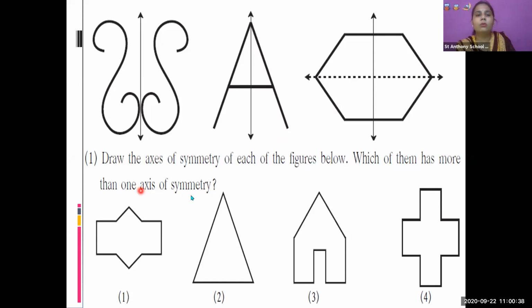Okay? Now draw the axis of symmetry of each of the figures below. Which of them has more than one axis of symmetry? Which diagram has more than one axis of symmetry?